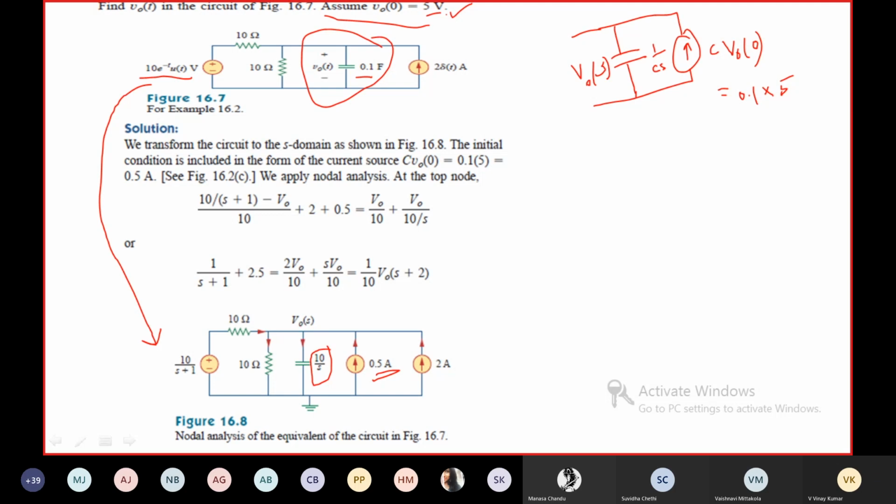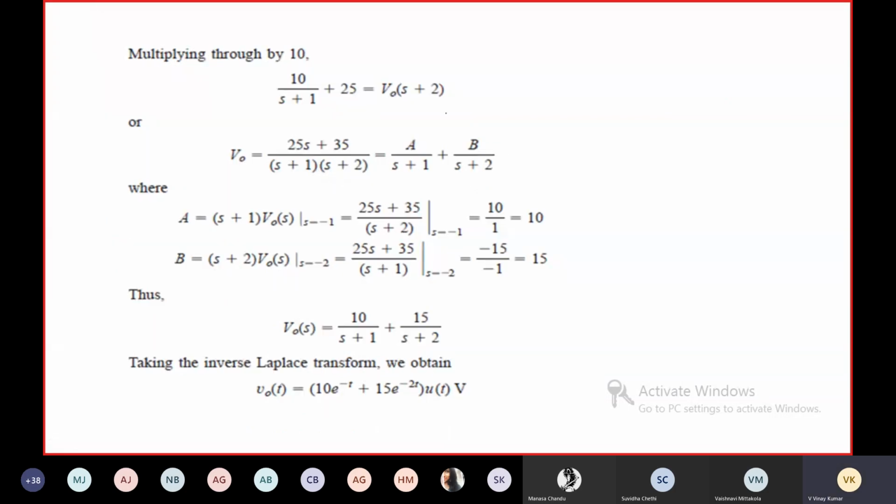So you can have the circuit like this. You apply KCL at this node, then you are going to get this equation: 10 by S plus 1 minus V naught by 10 plus 2 plus 0.5. All are incoming currents, and these two are outgoing currents. V naught by 10 is V naught by resistance, and V naught by impedance, where 10 by S is the impedance of the capacitor. After solving this equation, and after having partial fractions, you're going to get this equation.